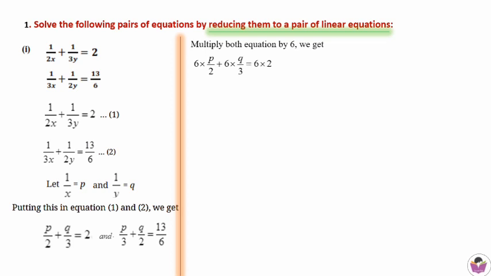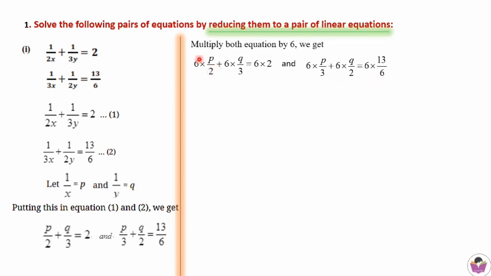So when you multiply 6 with the first equation, that is 6 into p by 2, here it is 6 into p by 2 plus 6 into q by 3 equal to 6 into 2. We have taken this equation, p by 2 plus q by 3 equal to 2, multiplied by 6. Then next equation becomes 6 into p by 3 plus 6 into q by 2 equal to 6 into 13 by 6, substituted here.